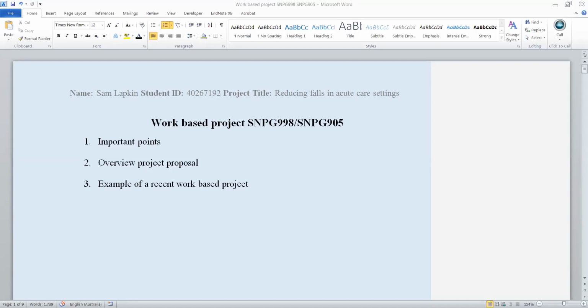There are templates and other resources on the Moodle site, and this is just an extra presentation to clarify some of the issues that came up.